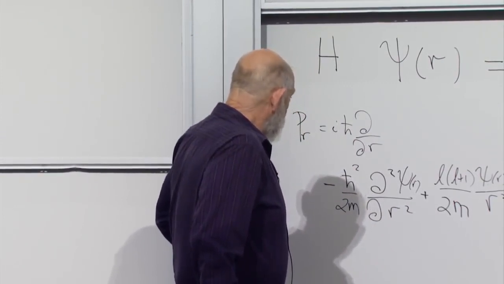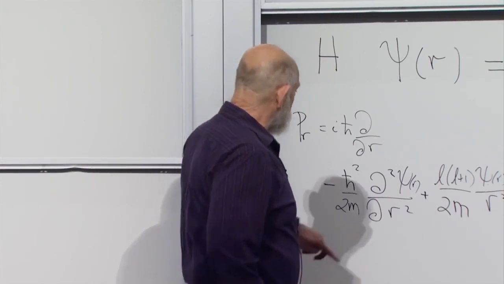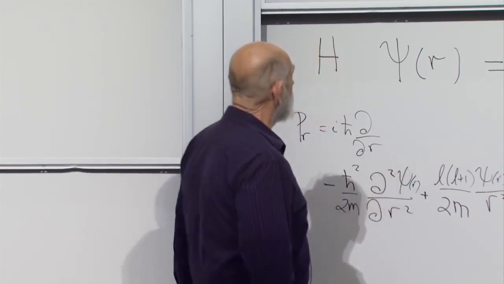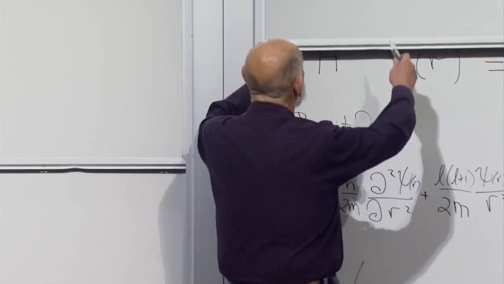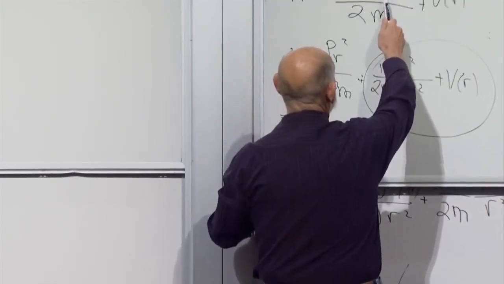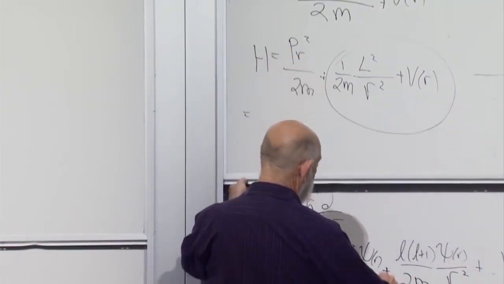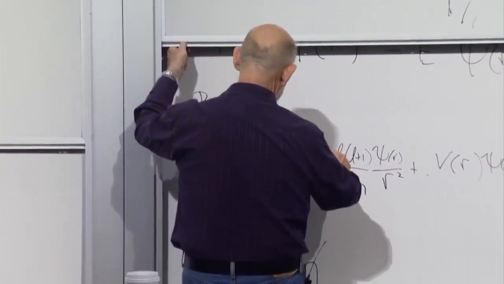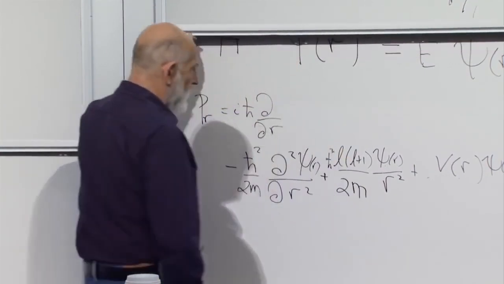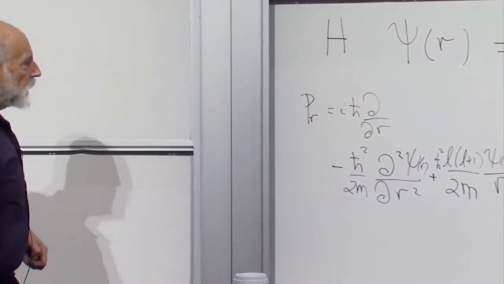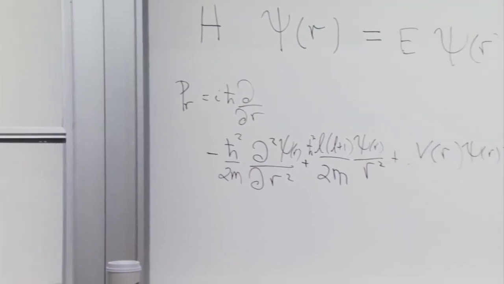I have a feeling I left out some h bar squares in here. I probably did, because where did it come from? It came from p theta squared. It's probably an h bar squared in here too, if you track it. I think. Yeah. Yes.